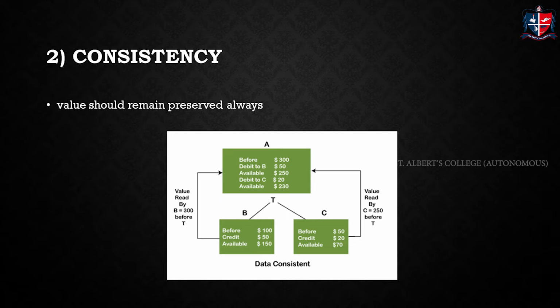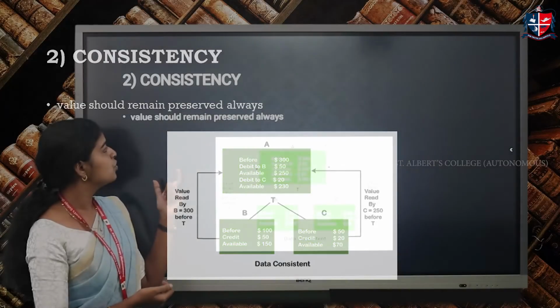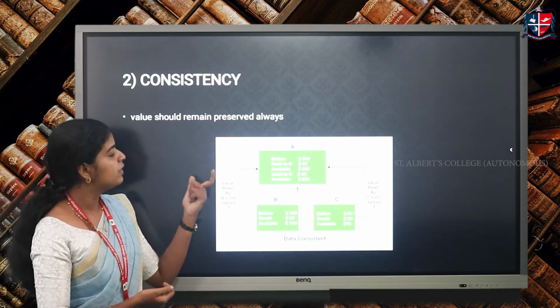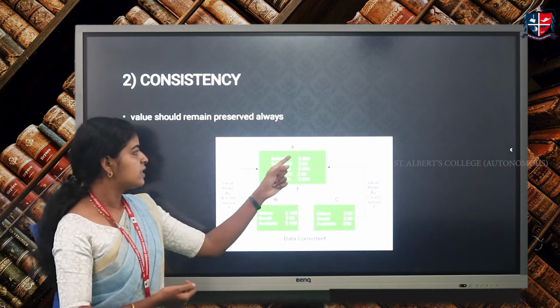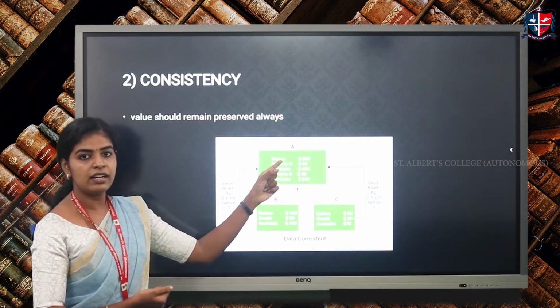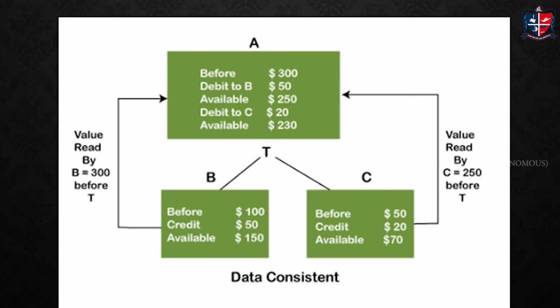The second property of ACID is C. C means consistency. The value should always remain preserved. As you can see here, for data consistency there are accounts A, B and C. I am going to transfer some cash from A to B and C.